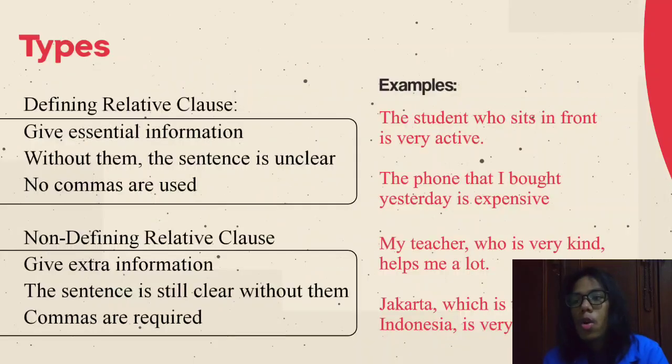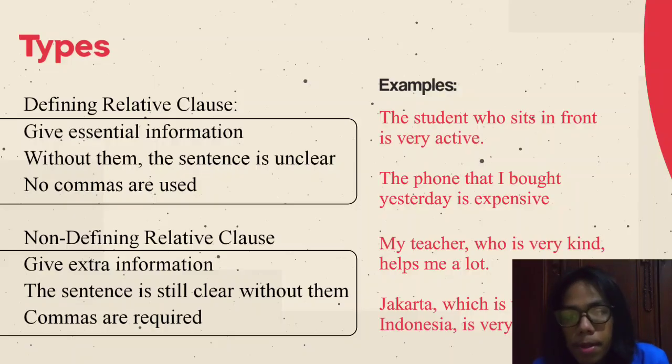Next we have types of relative clauses. There are 2 types: defining relative clauses and non-defining relative clauses. Defining relative clauses give essential information. Without them, the sentence is unclear. And in defining relative clauses, no commas are used. Next, non-defining relative clauses give extra information. The sentence is still clear without them, and commas are required.